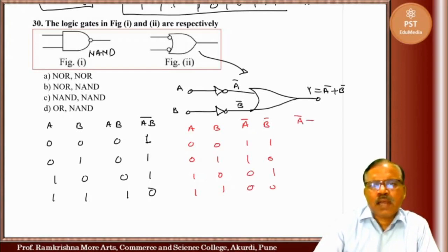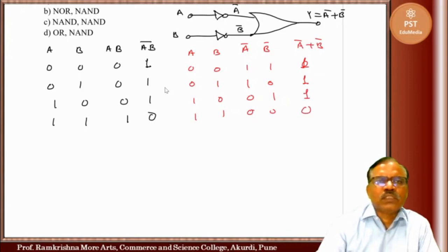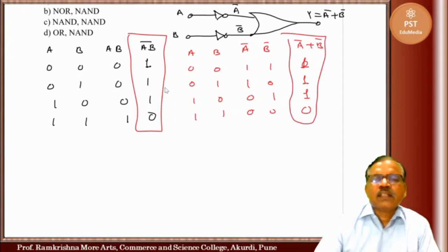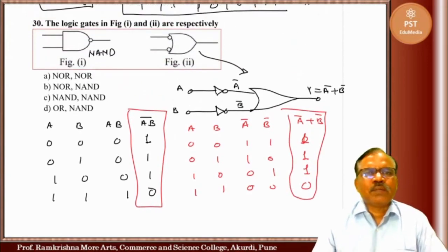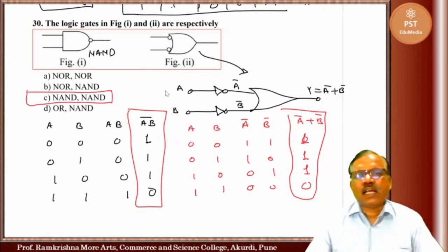And then A bar plus B bar will be: 1 plus 1 is 1, 1 plus 0 is 1, 0 plus 1 is 1, and this is 0. So this one and this one are the same. So what happens, the second gate is like a NAND gate. So this last one is correct.